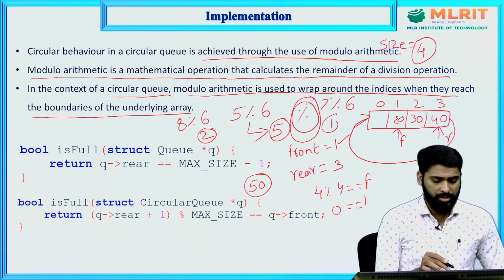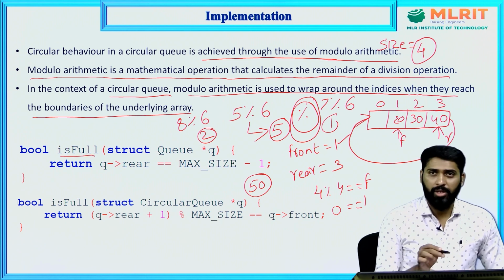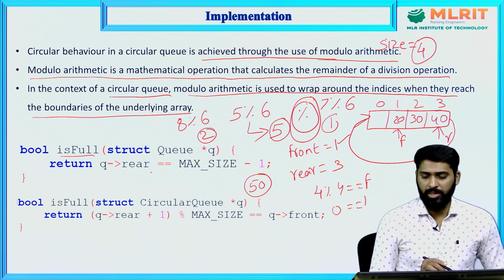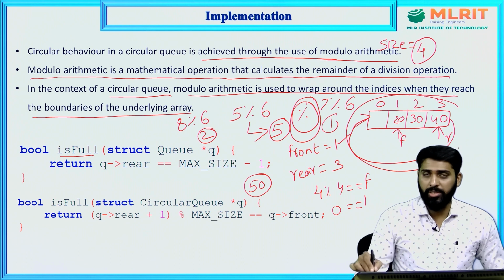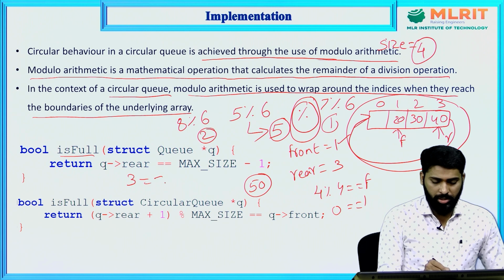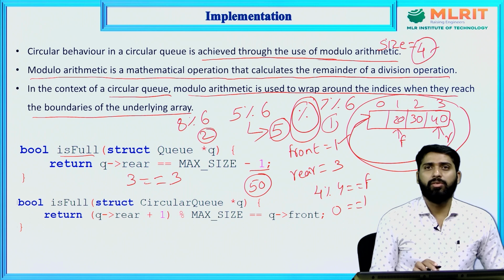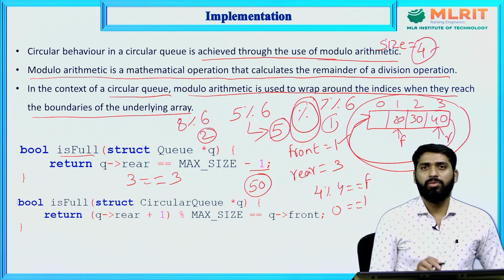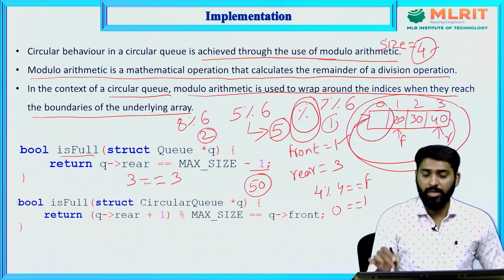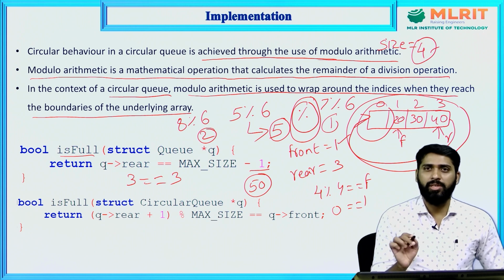This is the condition we write in a normal queue. How can we find isFull? The queue is full when rear equals max size minus 1. Consider this one. What is rear here? 3. So rear equals 3, and max size is 4. 4 minus 1 is 3. 3 equals 3, so we display the message that the queue is full. But actually there is a space. That is a circular queue. If you connect the last element with the first element, that concept we call a circular queue.